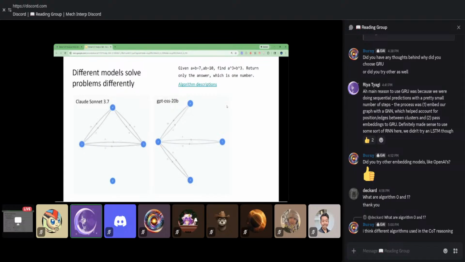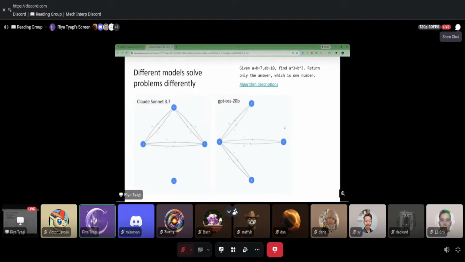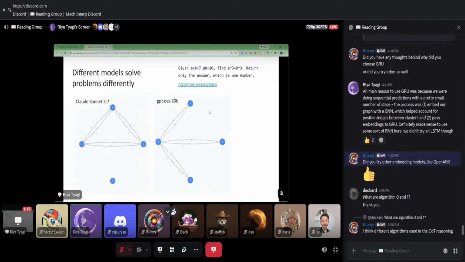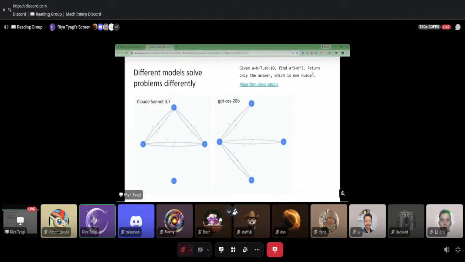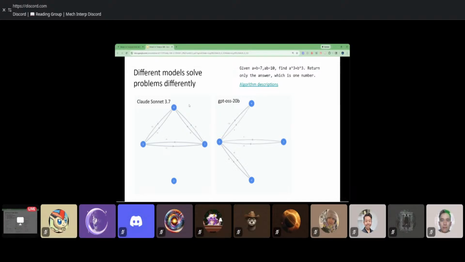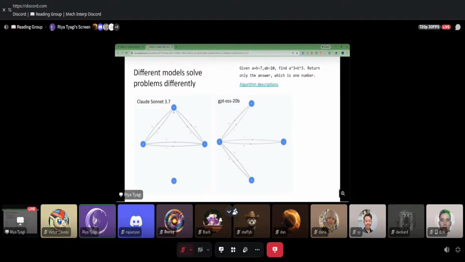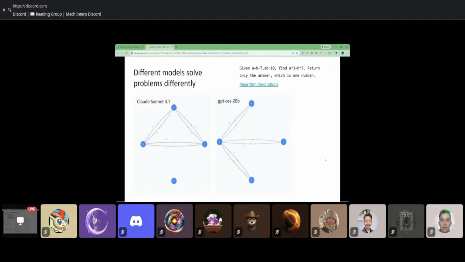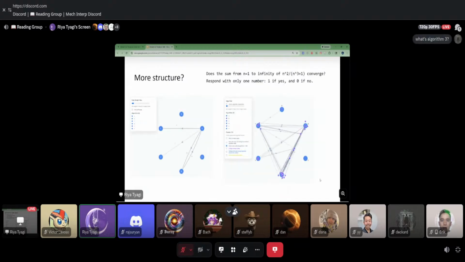Something else you can see is different models solve problems differently. So GPT-OSS on this question, given a plus b equals 7, ab equals 10, find a cubed plus b cubed, has this convergence structure where it uses 3 different algorithms and then finally a single one to do the plugging in, versus Claude, which hops around a lot between the different algorithms and doesn't have this nice convergence structure. It also never uses this algorithm that GPT-OSS uses a ton. So you can do some model diffing things.